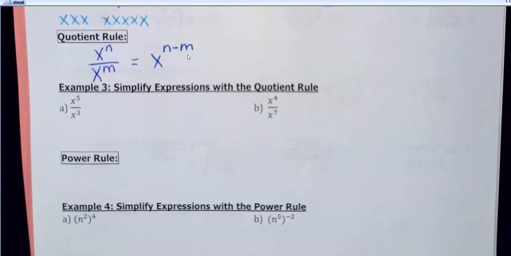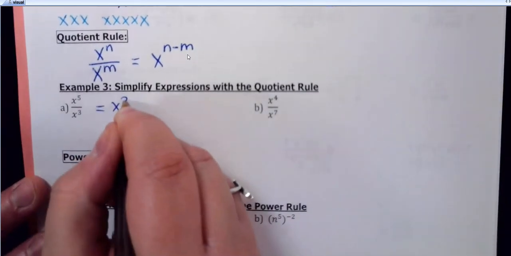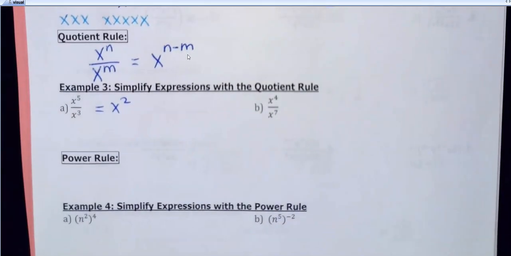Okay, so here's what I usually say to people. Where do I have more x's, the top or the bottom? Top. How many more? 2, so this is x squared. And that's it. If you did 5 minus 3, you would get 2. That's just how I asked myself that question.